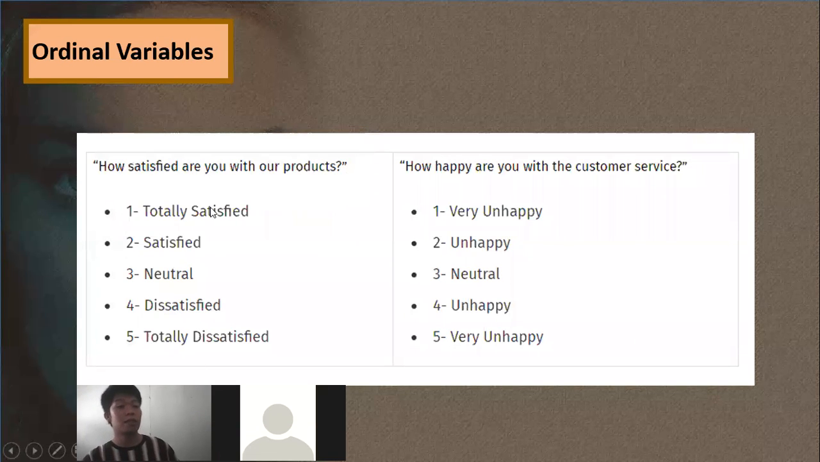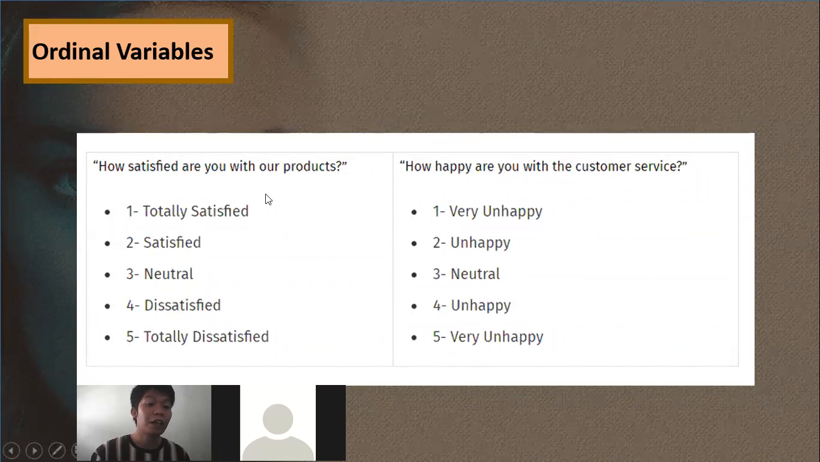Halimbawa, the questions. How satisfied are you with our products? And the respondents of your study have 5 options on how they're going to rate the statement or the question. Or how happy are you with the customer service? So it depends upon the instrument.